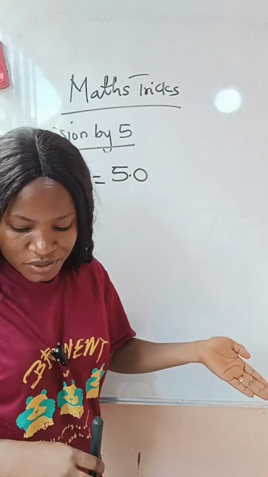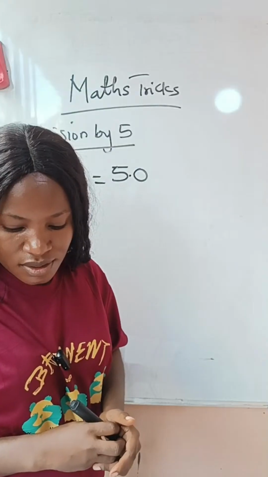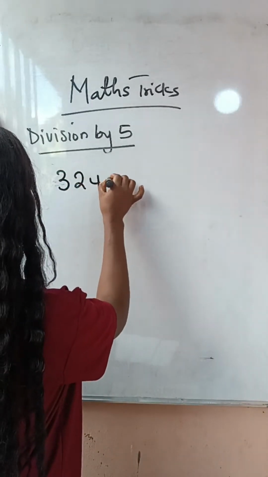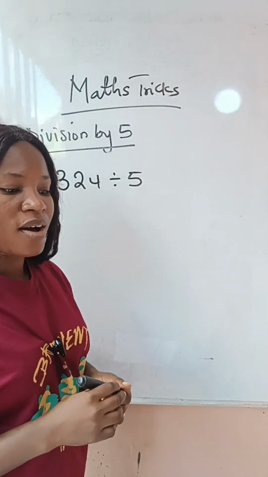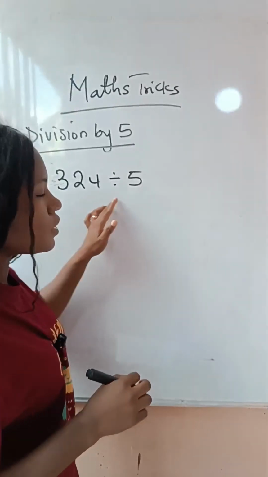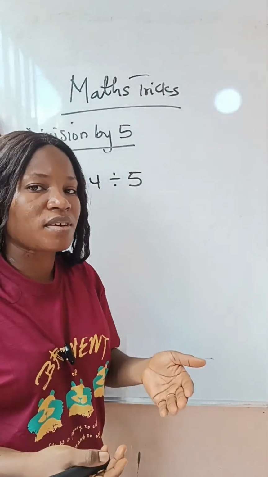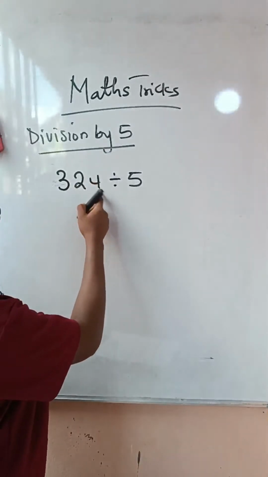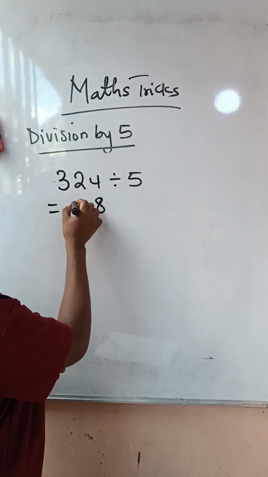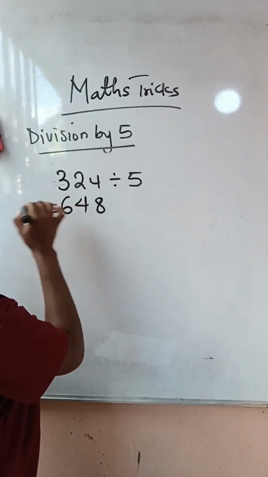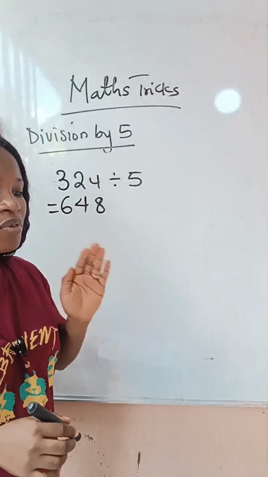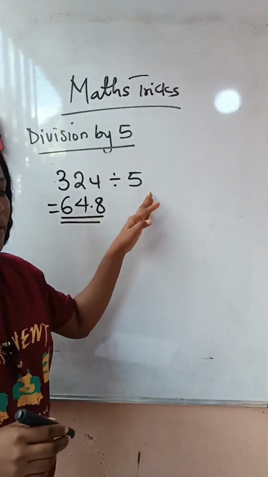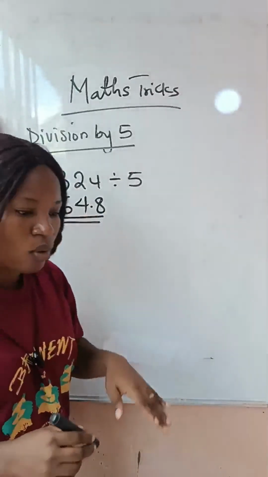Now, what if we decide to increase this? Let's say you are asked to divide 324 by 5. As usual, you double the digits, without a calculator, because you want to be fast. 4 times 2 is 8, 2 times 2 is 4, and 3 times 2 is 6. Now put your decimal point before the last digit, and 324 divided by 5 gives us 64.8.